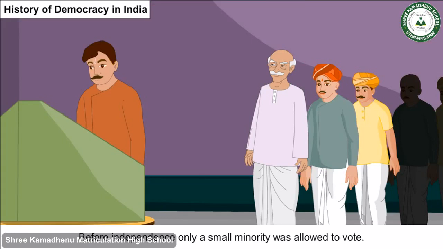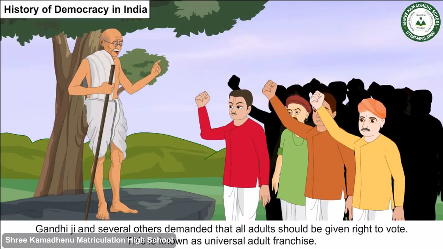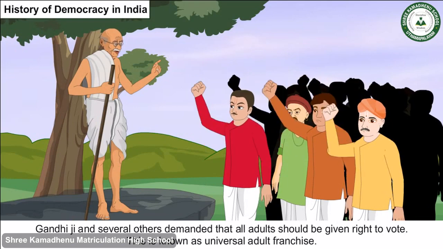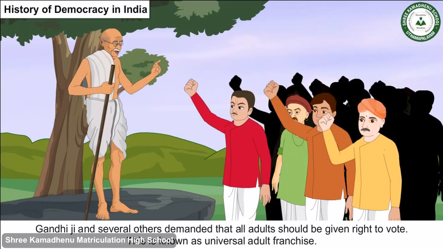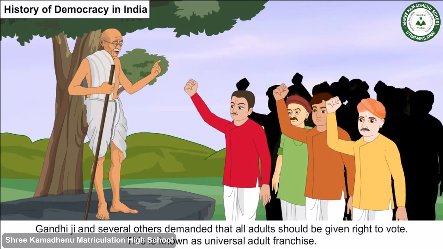Before independence, only a small minority was allowed to vote. Gandhiji and several others demanded that all adults should be given the right to vote. This is known as universal adult franchise.